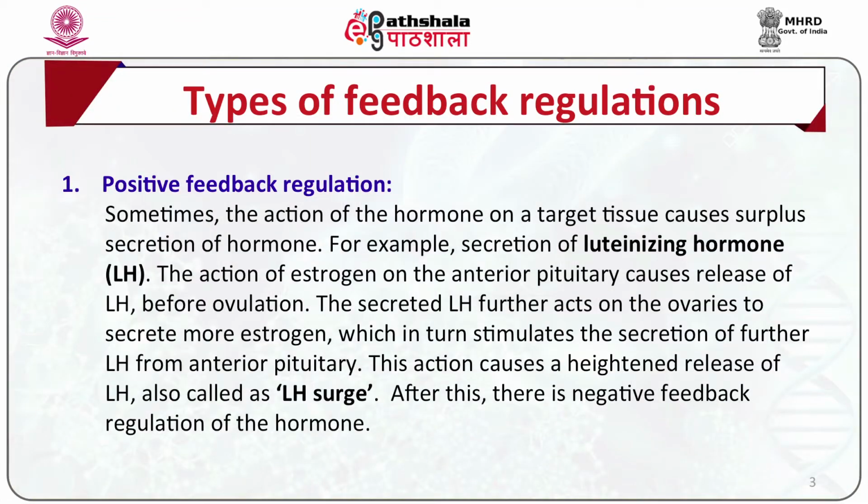Positive feedback regulation. Sometimes the action of the hormone on a target tissue causes surplus secretion of hormone. For example, the secretion of luteinizing hormone. The action of estrogen on the anterior pituitary causes the release of more luteinizing hormone before ovulation. The secreted LH further acts on the ovaries to secrete more estrogen, which in turn stimulates the secretion of further LH from anterior pituitary. This action causes the heightened release of LH, which is known as LH surge, and it is an example of the positive feedback regulation.